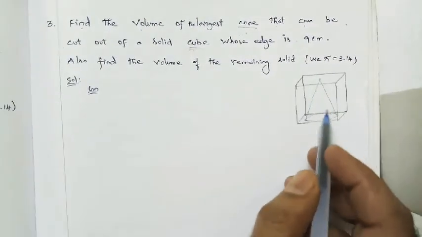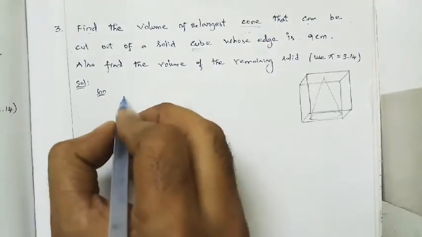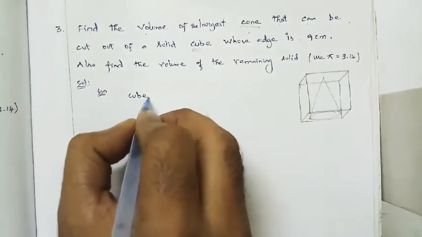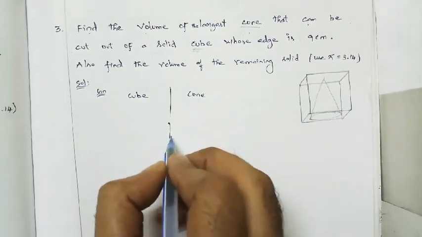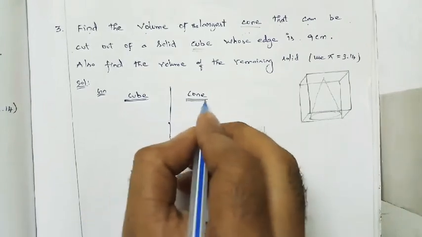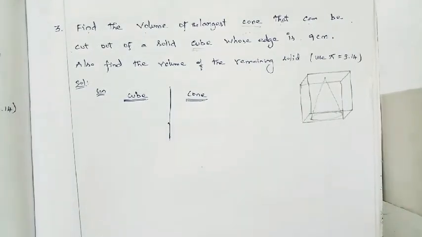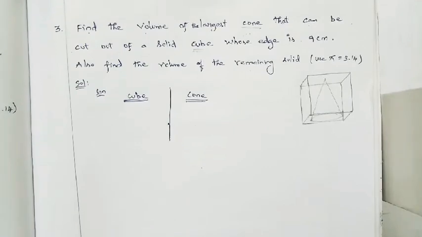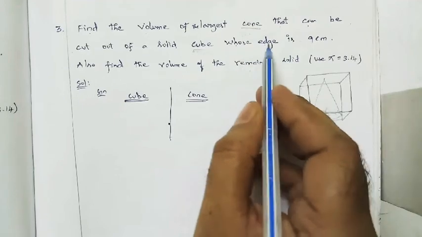What are the shapes they are discussing? They are discussing two shapes. One is a cube, and the other one is a cone. Volume of cube and volume of cone. For finding the volume of a cube, what do we need? The side or edge of a cube is needed. They have given the edge of the cube, whose edge is 9 centimeter.